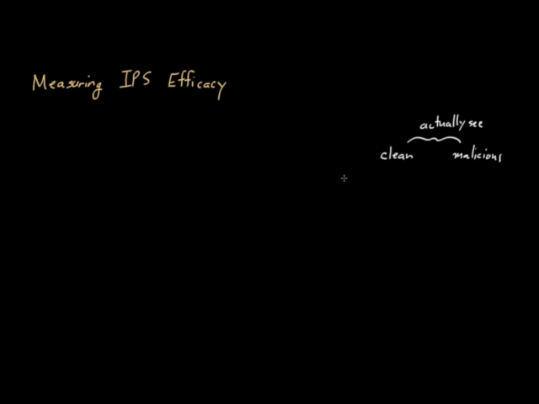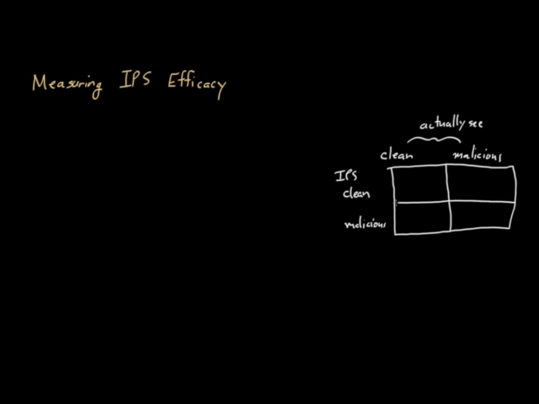Now, on the flip side, in addition to what you actually see, there's also the question of what the IPS device said about those traffic flows. Maybe the IPS classified some of these as clean, and might have also classified other ones as malicious. And obviously, if it's an IPS and it encounters something malicious, that's going to result in that traffic flow being blocked, and also an alert as well. And likewise, if the IPS classifies something as clean, that traffic flow will be allowed to go on the network. And this table here is what's called a confusion matrix.